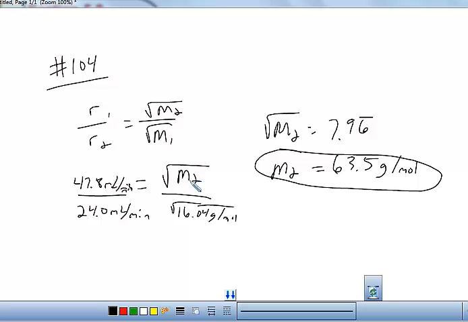Does that make sense? Well, the molar mass is larger than 16, and its rate of effusion is smaller than the methane gas. So that would make sense because we have a larger gas. It's going to travel slower and effuse slower. So that's it on effusion and diffusion.